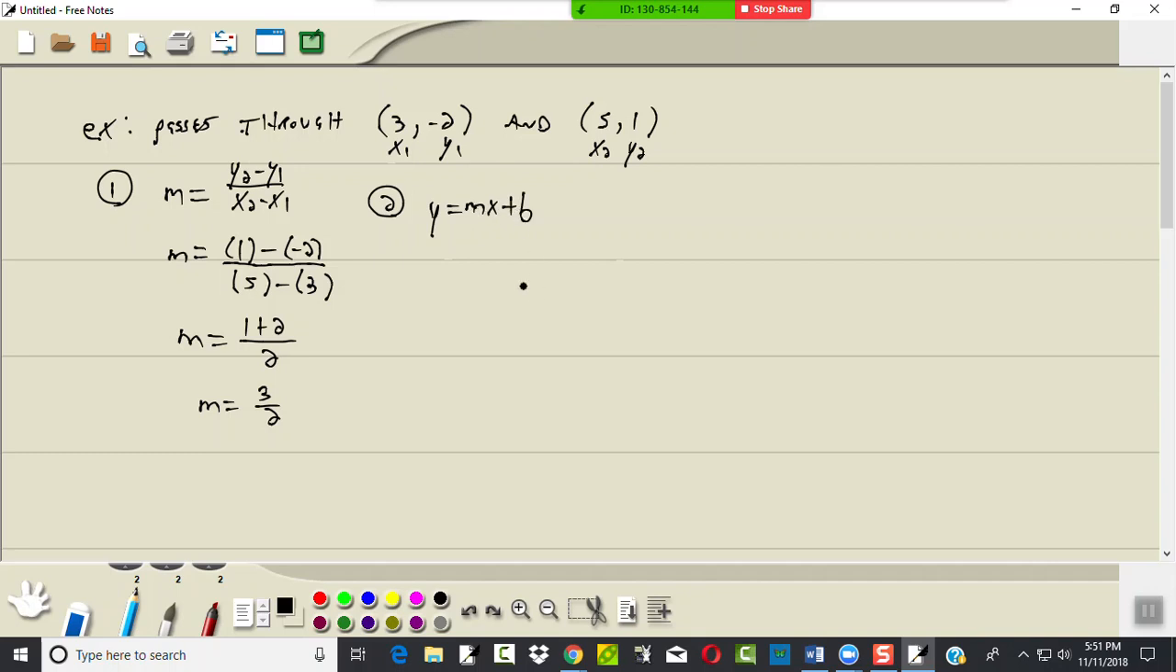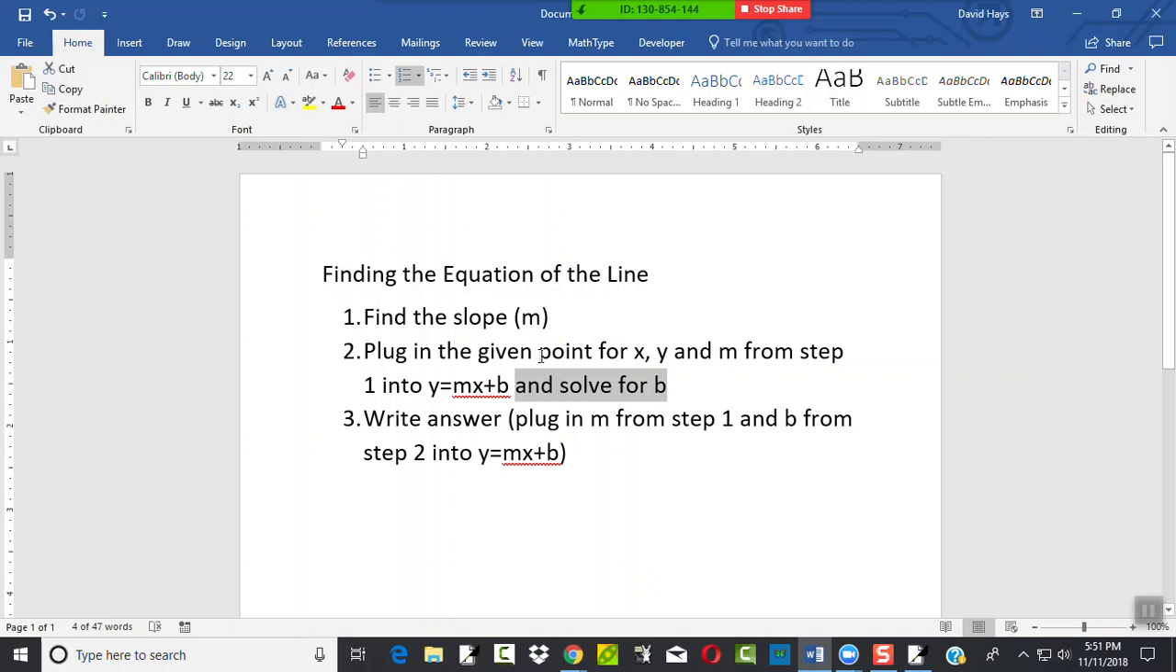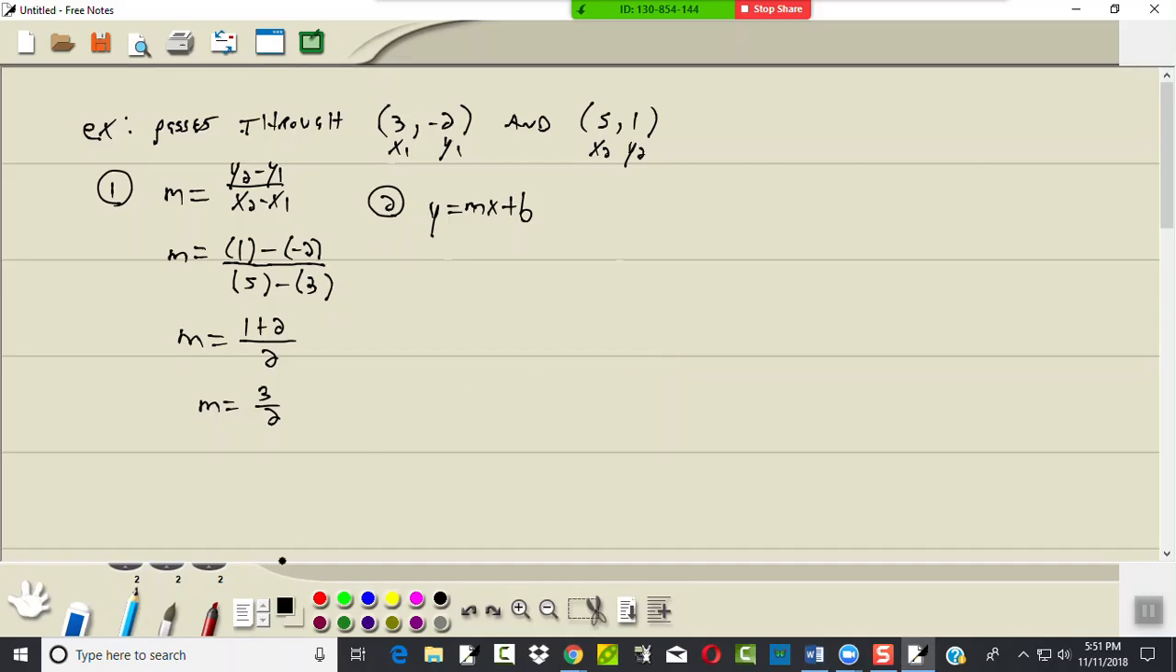Step 2. Plug in a given point for x and y. Well, we got 2 points. Which one do we pick? It doesn't matter. You pick whichever one looks easier to you. As weird as it seems, both of them will give you the same answer. So I'll plug in the second one because it doesn't have any negatives. Plug that in for x, plug that in for y.